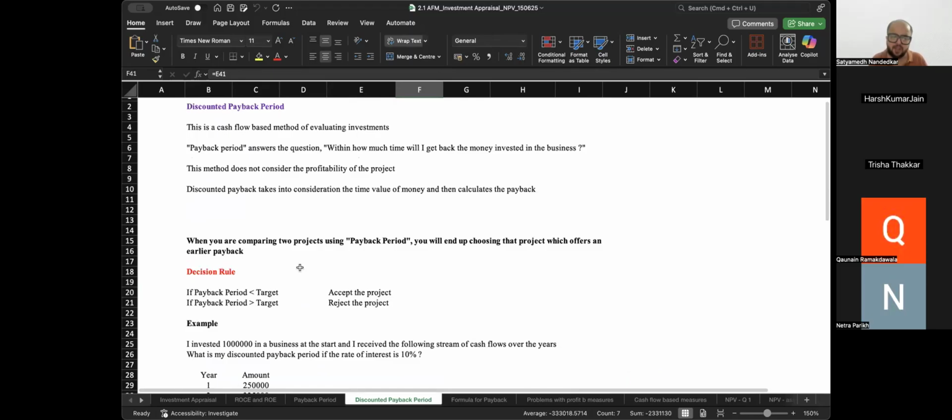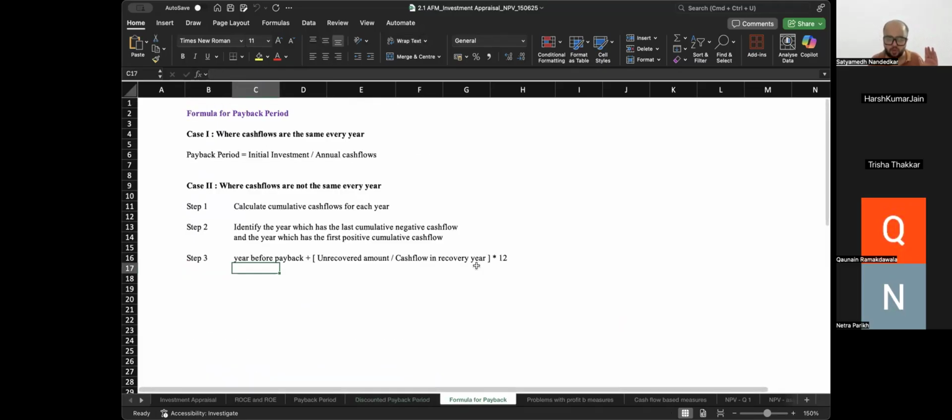Now again the decision rule remains the same. While this method does consider time value of money, it still does not take into account profitability of the project, and it does not consider cash flows that take place after the payback. So that is a blind spot when it comes to decision making, and this method is not the most preferred method while deciding whether to invest in a particular project or not.